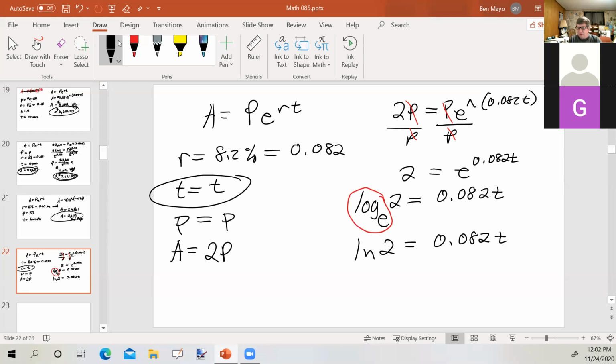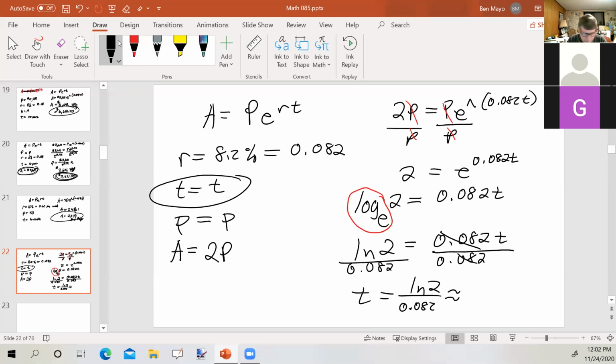0.082 times t. What do I need to do now to solve for t? Divide both sides by t. No, we want to isolate t. Oh, divide both sides by 0.082. Right, by the coefficient of t. So t equals the natural log of 2 over 0.082. And we put that into our calculator.